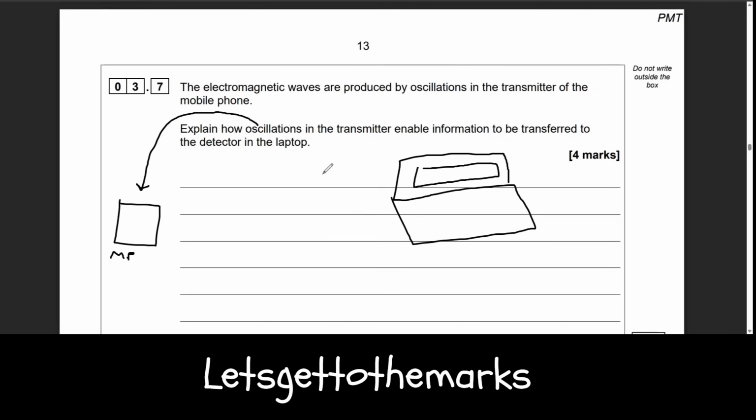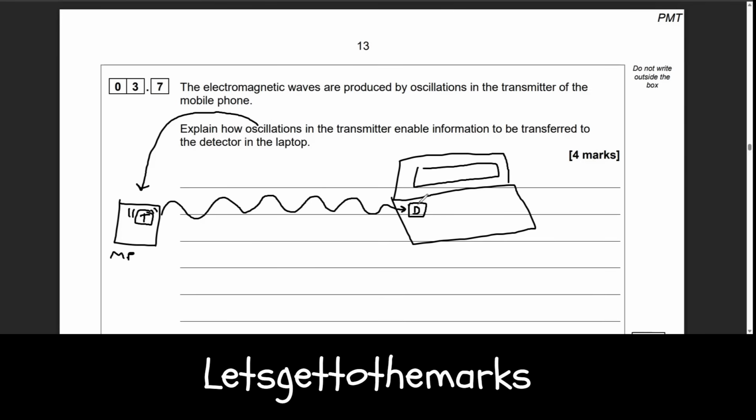Why don't you pause the video, see if you can write 4 bullet points, then unpause and watch the walkthrough. Okay, so over here in the mobile phone is a transmitter, and the transmitter converts vibrations in the mobile phone into a radio wave, and that radio wave comes over to the laptop and hits something in the laptop called a detector.